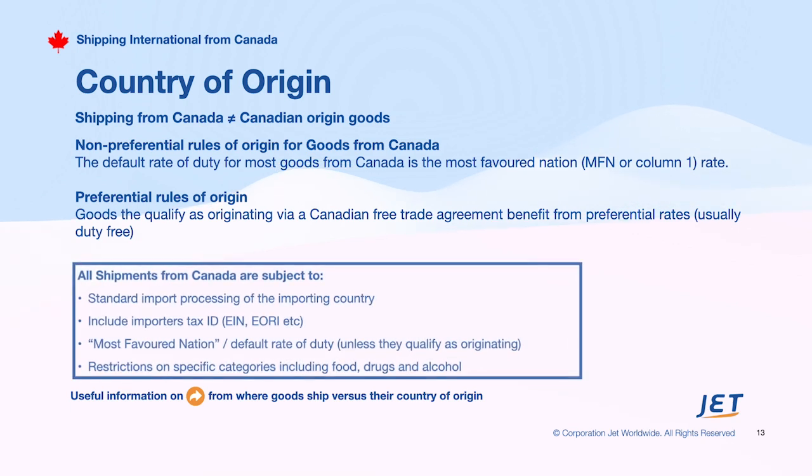All shipments from Canada are subject to standard import processing in the country of destination. The default most favored nation or column 1 duty rate will apply, unless the goods qualify as originating. And if you're shipping to a business, be sure to include the consignee's business identification number on the invoice. And note there are restrictions on specific categories, including such things as food, drugs, and alcohol.